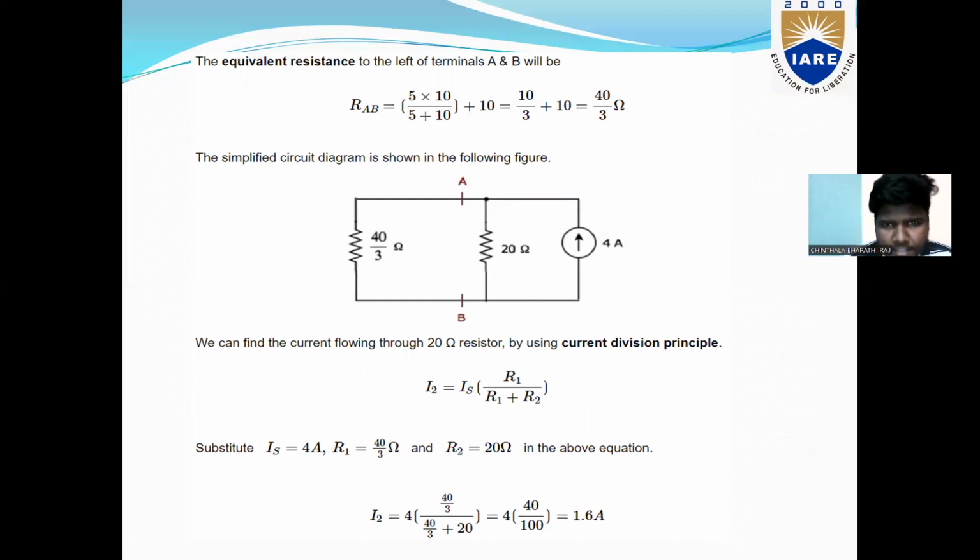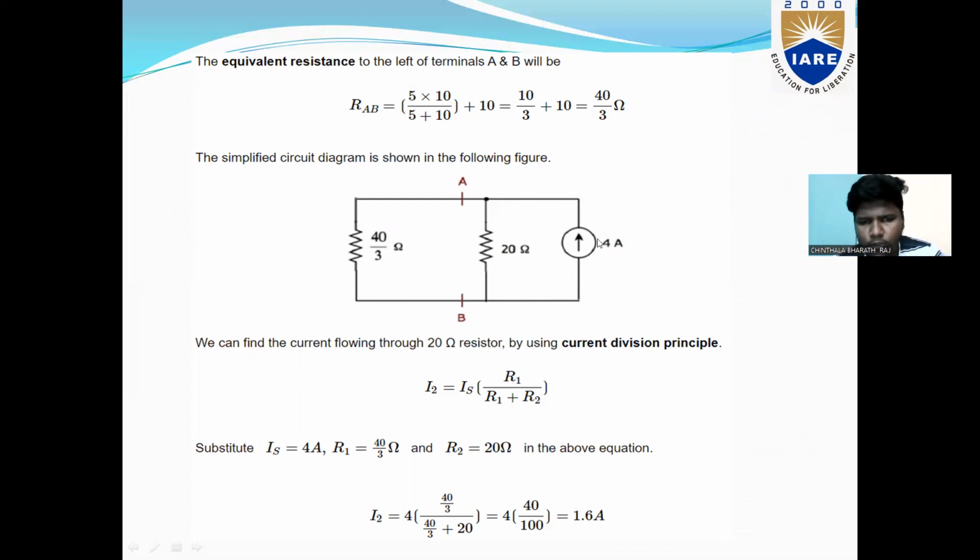The equivalent resistance to the left of terminals A and B will therefore be RAB equal to 5 into 10 by 5 plus 10, plus 10. That is, the parallel part plus the series part: 10 by 3 plus 10, which is 40 by 3 ohms. The simplified circuit diagram is shown in the following: 40 by 3 ohms, the 20 ohm resistance, and the 4 ampere source.